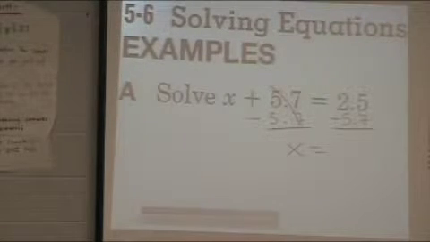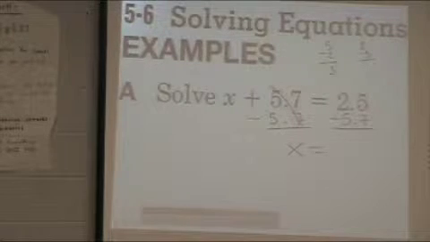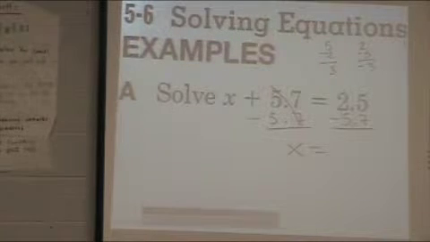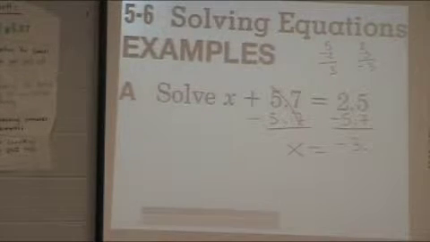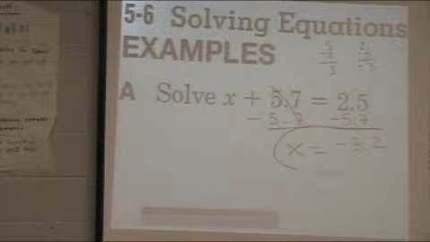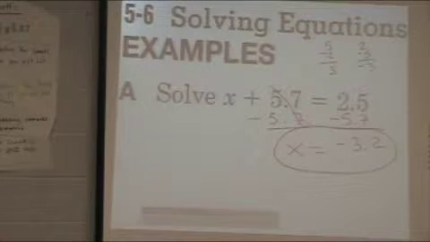Now look guys, when you were kids, you could do 5 minus 2 was 3, right? But could you do 2 minus 5? No. So when you have a problem like that, 2 minus 5, the answer is going to be negative 3. So right here, I have 2.5 minus 5.7. My answer is going to be negative 3.2. So that's your answer. You just solve the equation by doing the opposite.